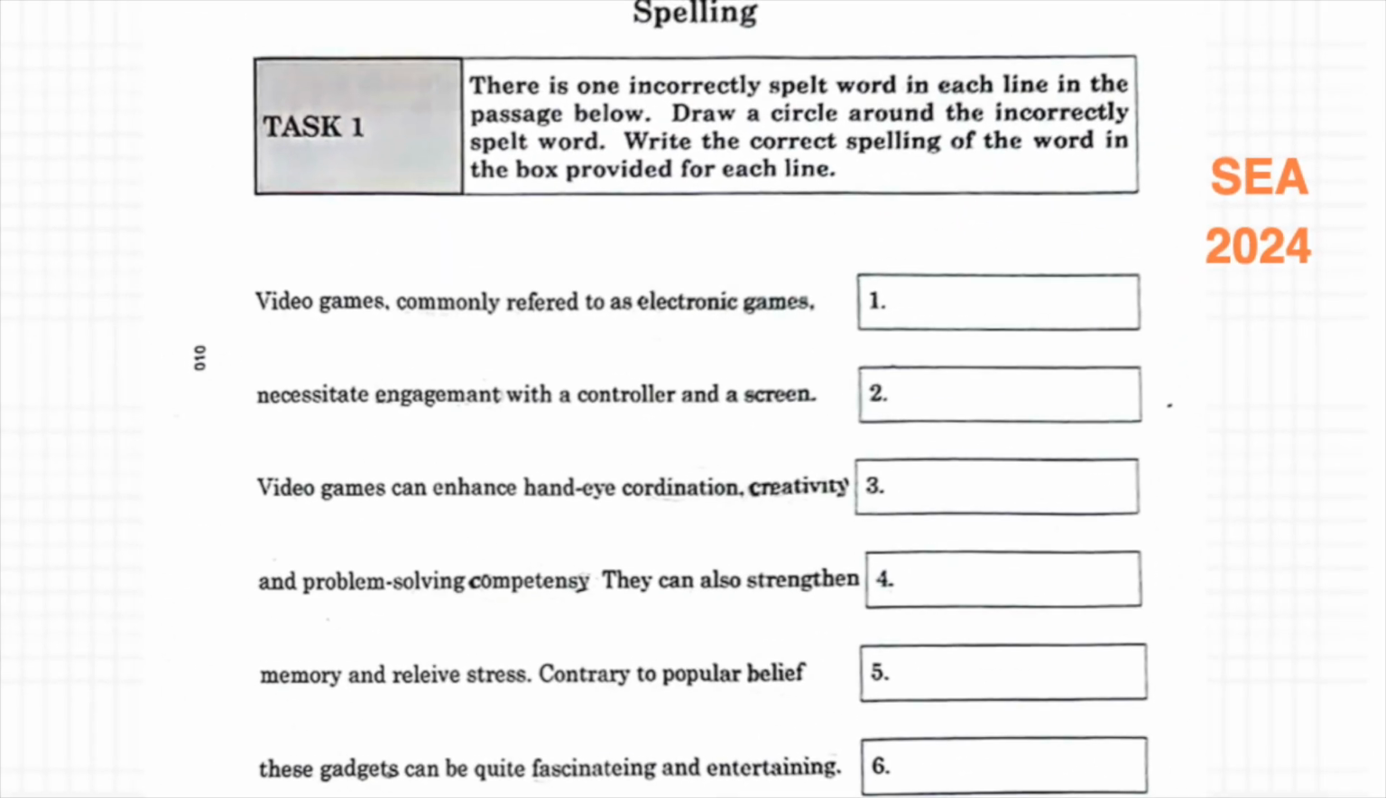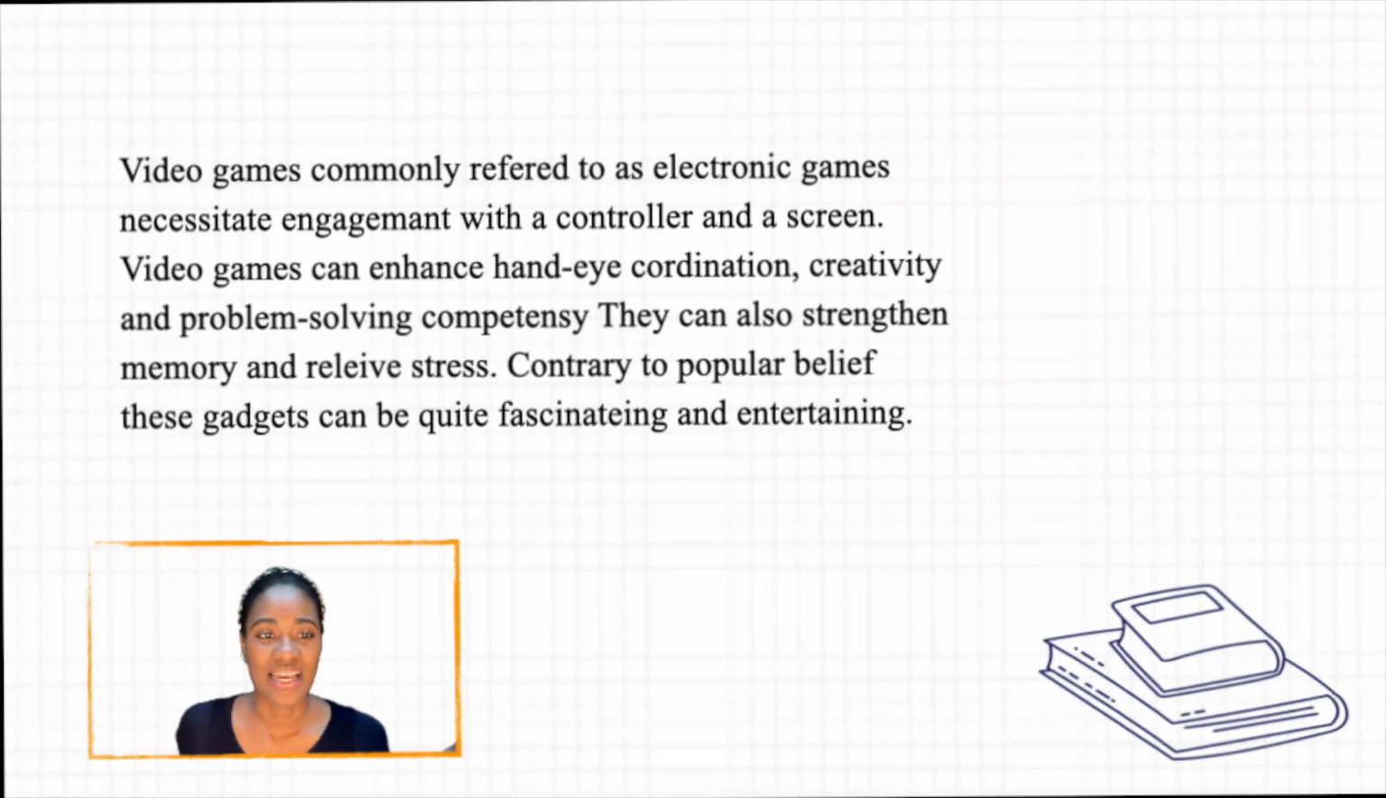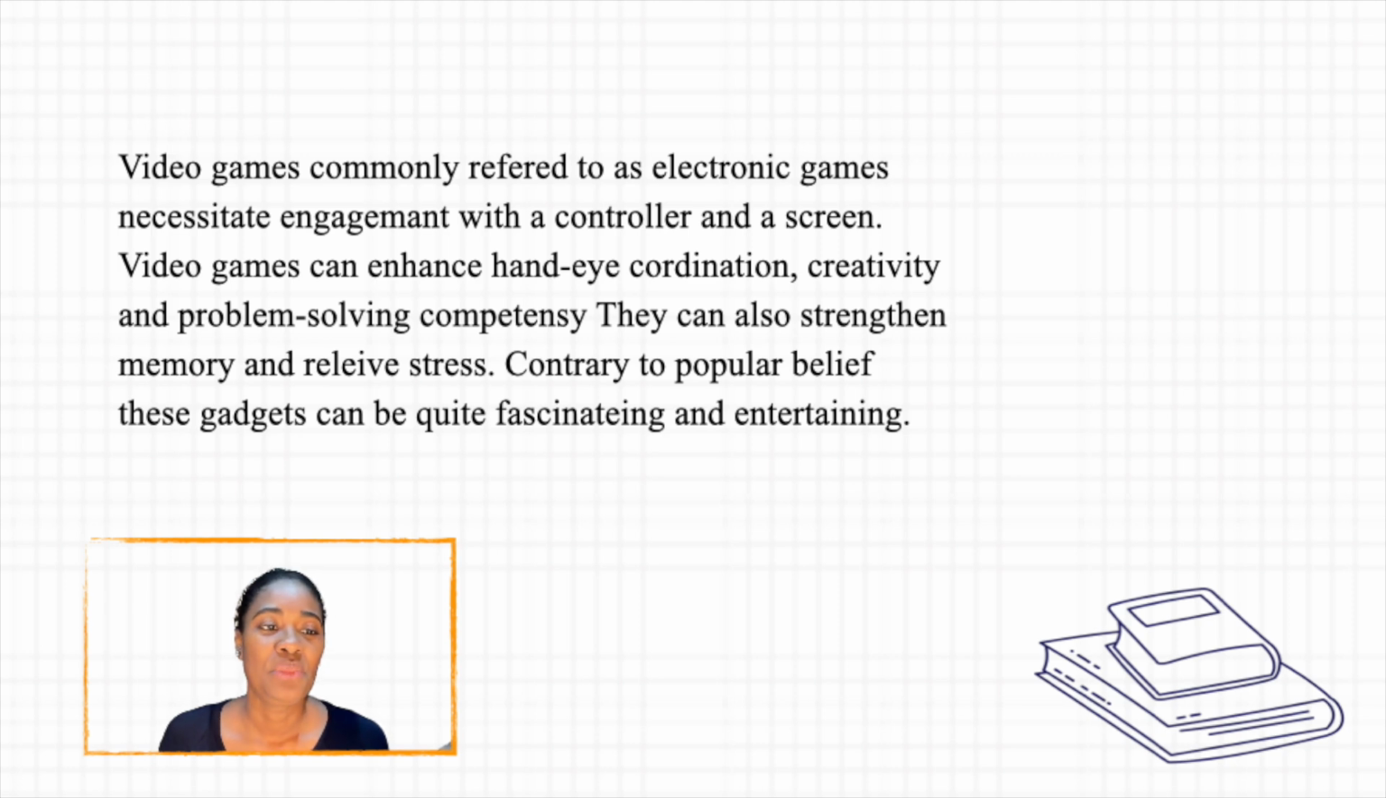In the very first task, as you know, they give you a passage which has 6 lines, and the instructions for this task say there is one incorrectly spelt word in each line in the passage below. Draw a circle around the incorrectly spelt word. Write the correct spelling of the word in the box provided for each line. So this is what the paper actually looked like, and in this slide I'm showing you, I typed it over so that we can see it a little bit clearer, and that you can see where I circle the areas where the incorrectly spelt words are found.